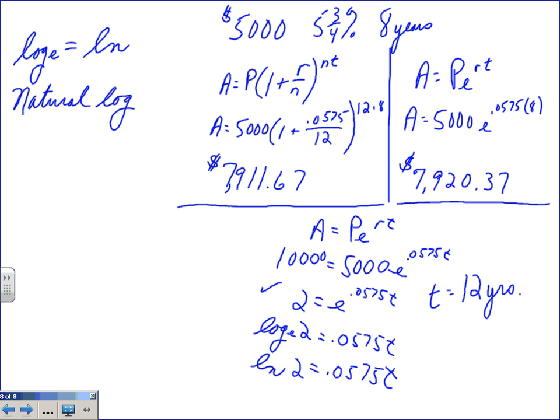Okay, does that make sense? Solving for the exponent, we need to use logarithms. But if you have log base e, it is ln. Log base e is a natural log.